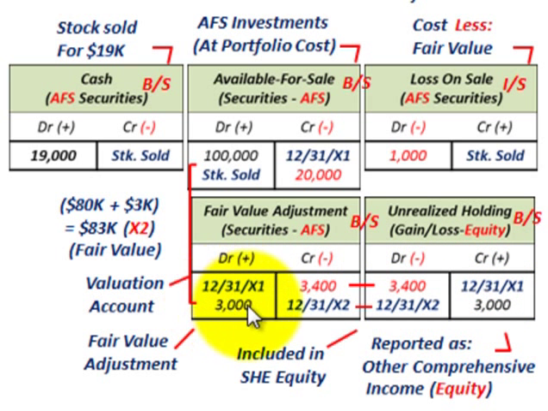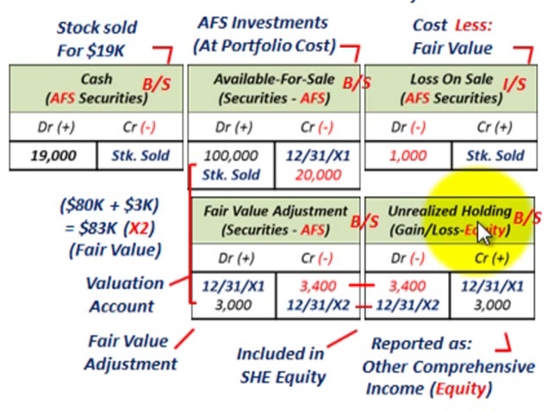And then the other adjustment we had here was at the end of the second year, 12/31/X2. Remember that fair value adjustment was debited here for $3,000. So debit here on a fair value adjustment, and the unrealized holding gain or loss here is credited for $3,000. Again, that's on our balance sheet and it's part of equity. So that's the important point that we're making here. It doesn't go to the income statement.